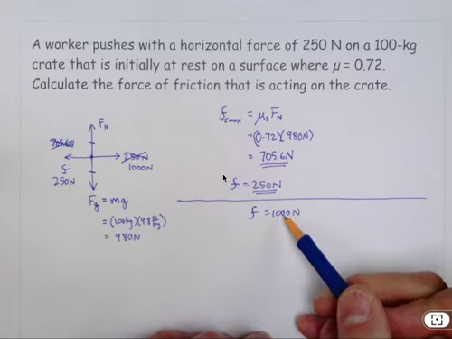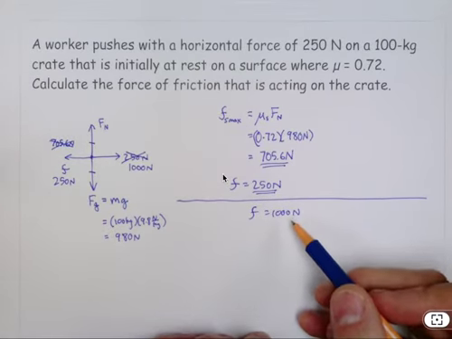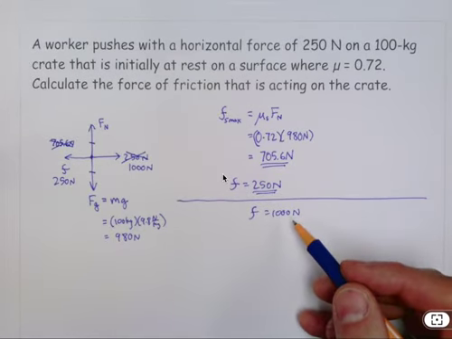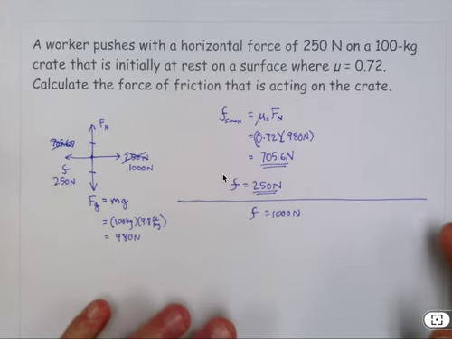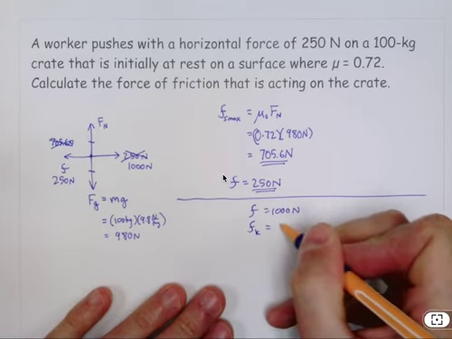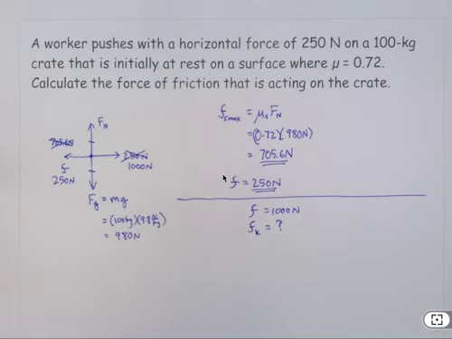What that means is this object is going to move. Static friction cannot hold it in place. So if the object is going to move, suddenly we're not dealing with static friction anymore. We're dealing with kinetic friction. And we need to calculate what kinetic friction is equal to.